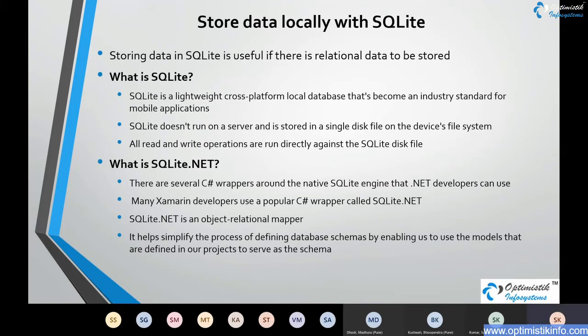So what the object relational mapping does, it simplifies the process of defining the database schemas by allowing us to use the simple models written in the form of plain old CLR objects, POCO format entities that are defined into our own projects and which ultimately can be used to serve the schema.